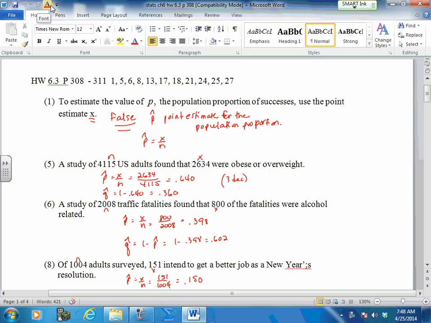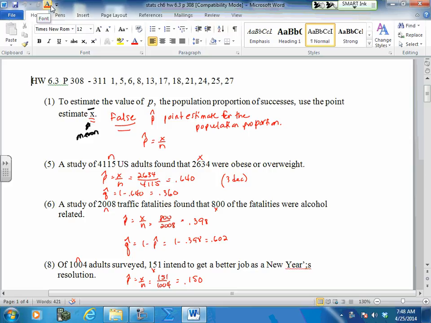So number one, you have to say true or false. To estimate the value of P, the population proportion of success, uses the point estimate for the mean. X is your mean. It should say X bar. This is your mean.